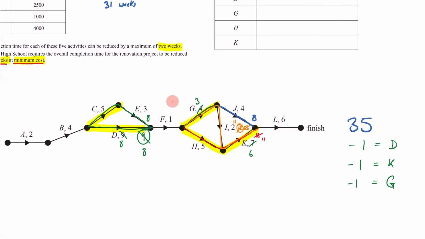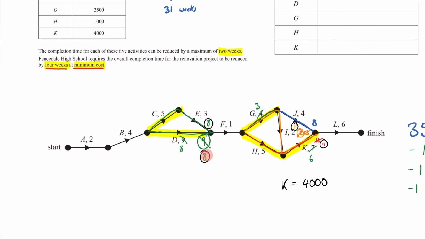Now let's think. I want to either reduce this 11, because at the moment this is the biggest number and that's slowing me down, or I want to reduce the 8s, because that's slowing me down as well. If I want to reduce this 11, one way would be to take one off K, because K is both a part of the orange pathway and a part of the red pathway. If I reduced K by 1, that's going to cost me 4 grand. So maybe not the best thing to do, but let's look at the other prices.